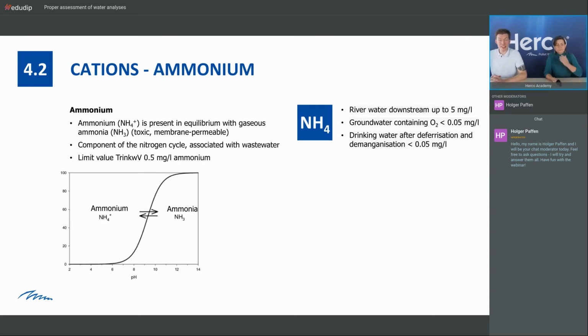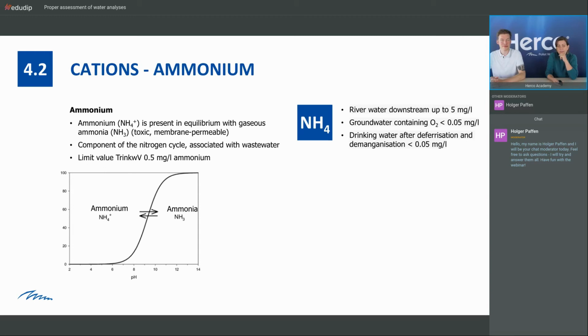Ammonium. I've learned a bit about this last week, and ammonium is typically present in equilibrium with gaseous ammonia. So it's a component of the nitrogen cycle and associated with wastewater, and the limit value is 0.5 milligram per liter. What I actually learned last week is that it can be a problem because it can be dissolved and going back after the reverse osmosis into a solid state. Well, yeah, it can be dissolved and then you get it somewhere where you didn't want it. That's right. Yes, exactly.